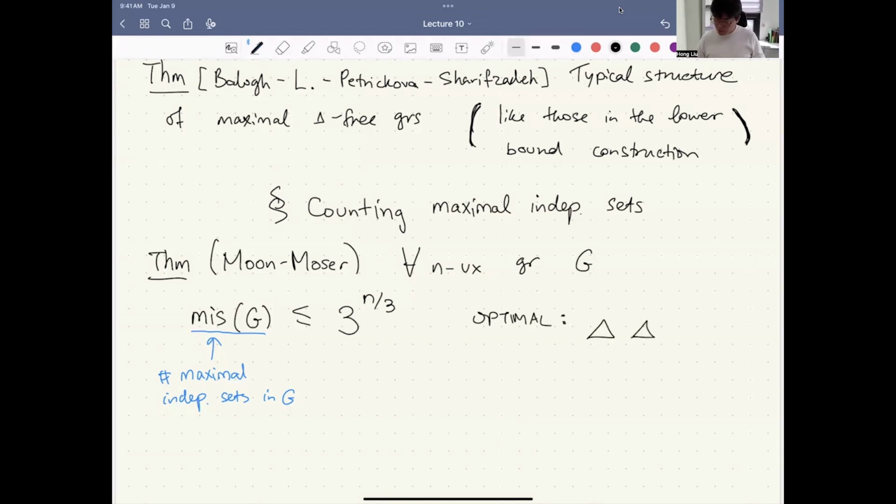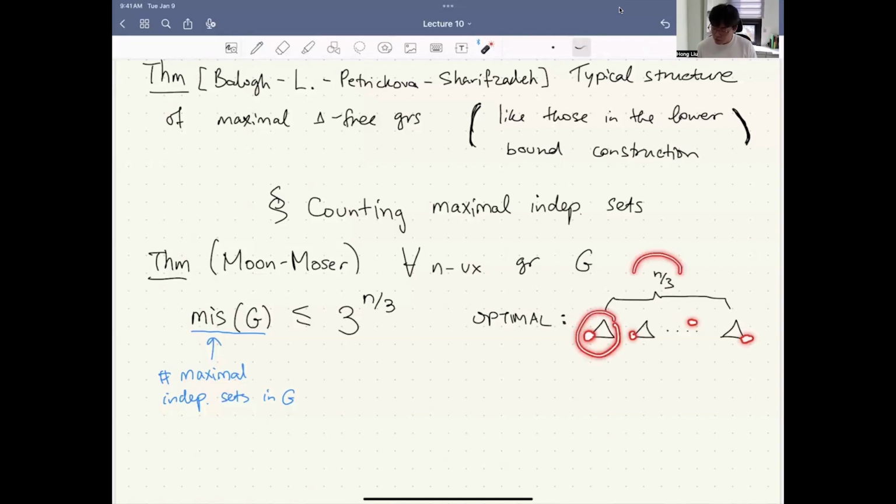This is the graph I gave earlier. The graph consists of n over 3 disjoint triangles. In this graph, to take a maximal independent set, we need to take exactly one vertex from each triangle. You cannot take nothing, right? So one from each. You have 3 choices from each one, so 3 to the n over 3.